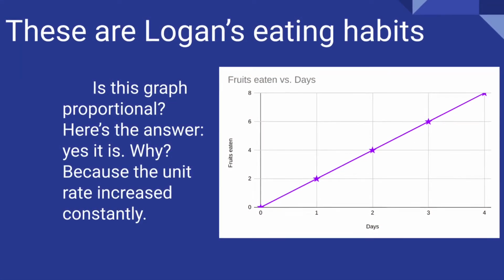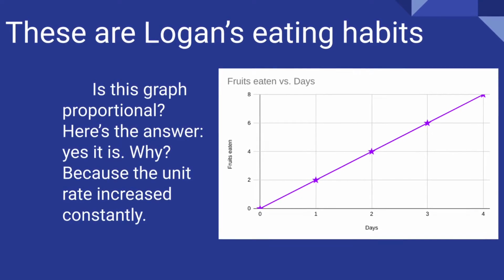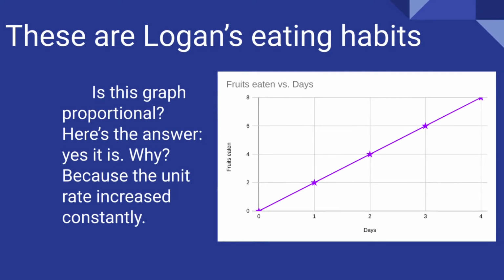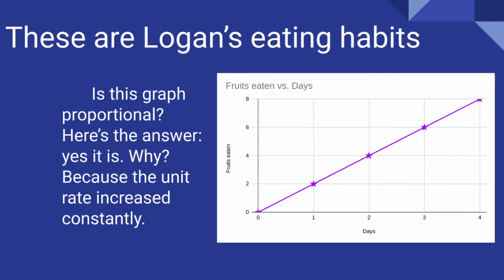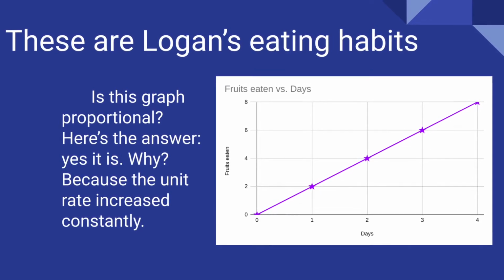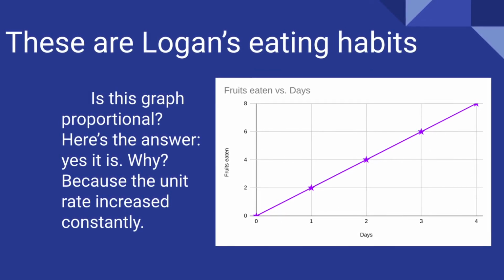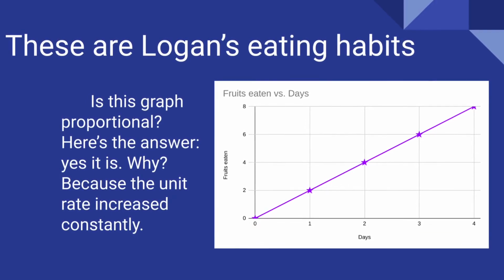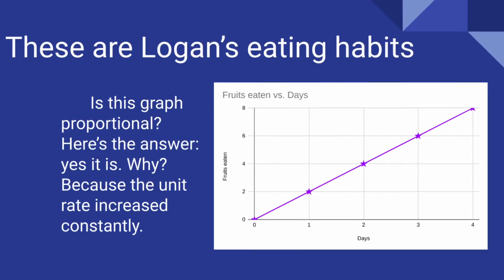So I've got a graph of Logan's eating habits. The question is, are they proportional? Here's the answer. They are. But why? They are because the amount of fruits Logan ate every day increased constantly at the same rate, meaning this graph is proportional.